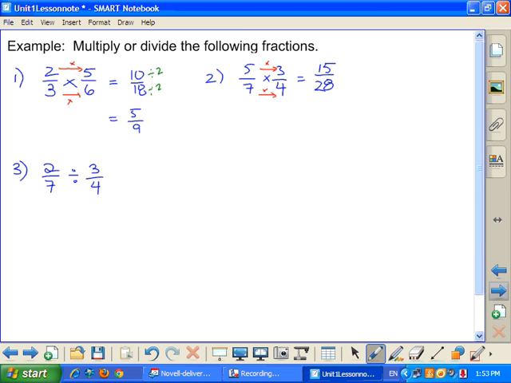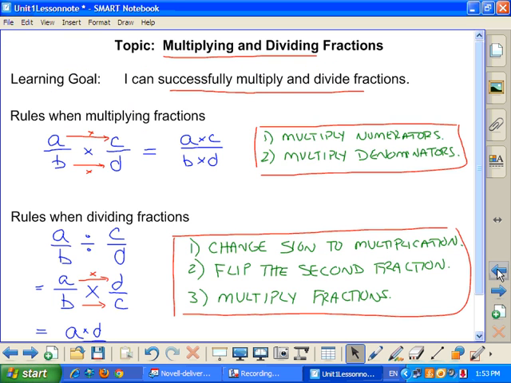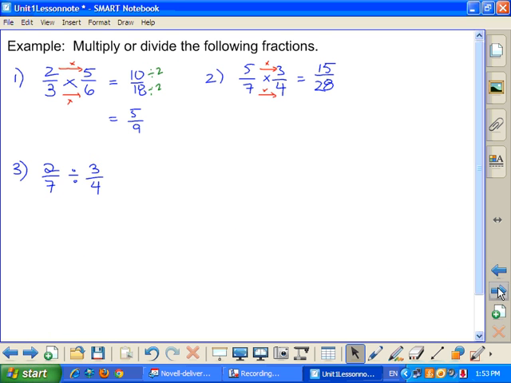Okay, so you look back at your instructions, and this is the instructions I'm going to follow. Okay, we got to change the sign to multiplication. And I have the second. I was worried I forgot about the second fraction. I'm going to work down here. So leave the first fraction alone. Change to multiplication. Flip the second fraction. Now you're just multiplying. It's the exact same question as number 1 and number 2. So we multiply the numerators, which would give us 8. We multiply the denominators. It gives us 21.